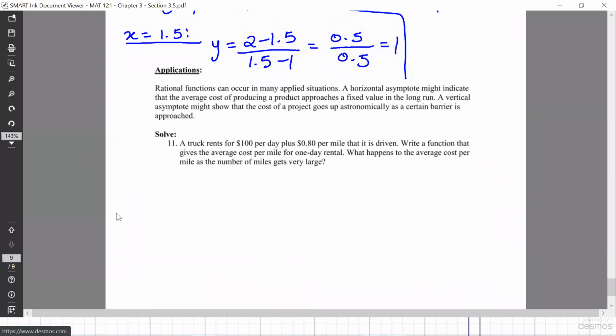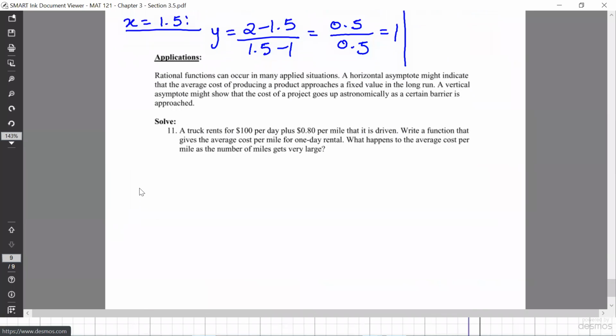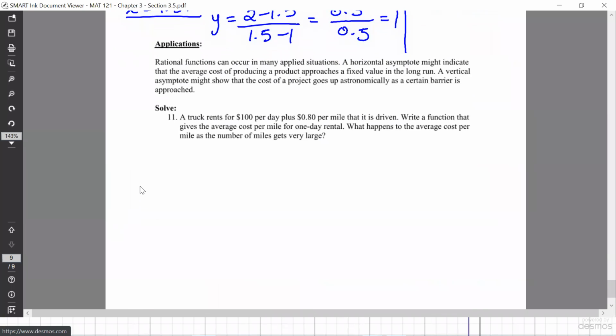This application over here, you don't actually have applications as part of your homework set, but this was just to kind of demonstrate how applications work with rational functions. So this one, as you can see, is actually a pretty simple example. This one is saying a truck rides for $100 a day. So that's your flat fee, right? And then it's 80 cents per mile. Write a function that gives the average cost per mile for 1 day rental. What happens to the average cost per mile as the number of miles get very large?